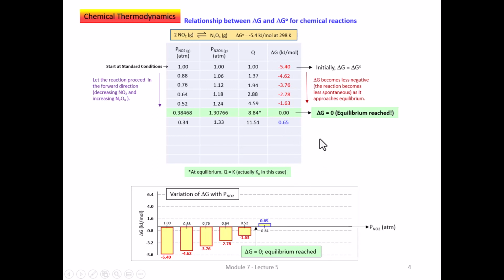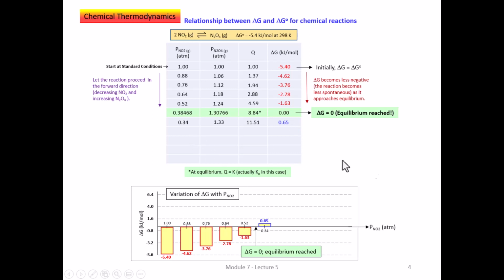Well, what does that mean when delta G turns positive? Remember, it means that the reaction is no longer spontaneous from left to right. It's spontaneous from right to left. So what this is saying here, the delta G that we've calculated, is that we've gone beyond the equilibrium point. And so the reaction is no longer going forward. In fact, it's going to go backwards to go back to equilibrium.